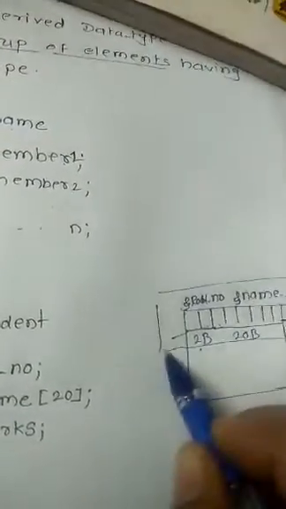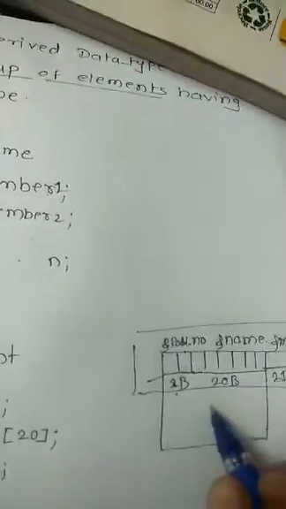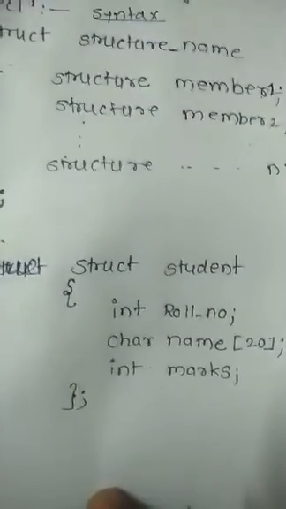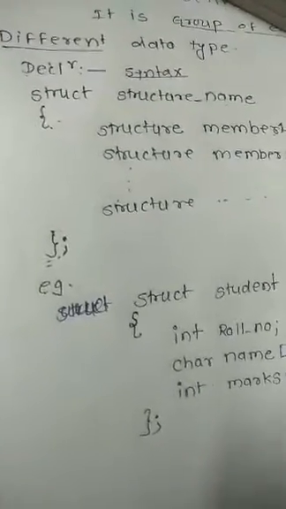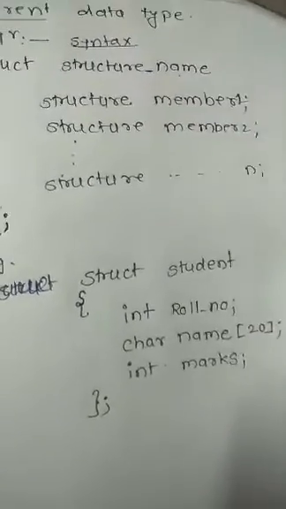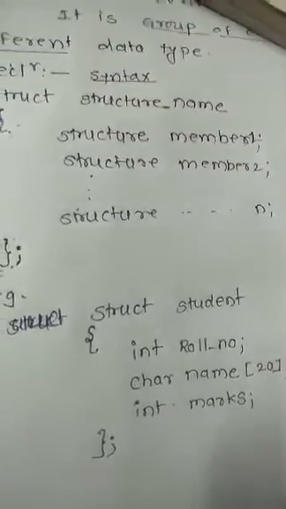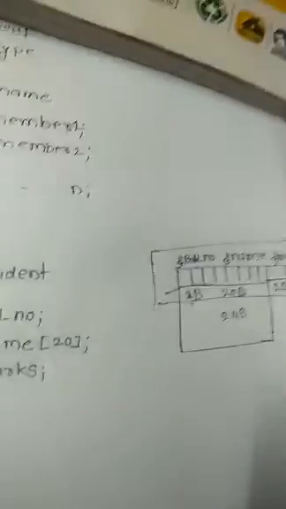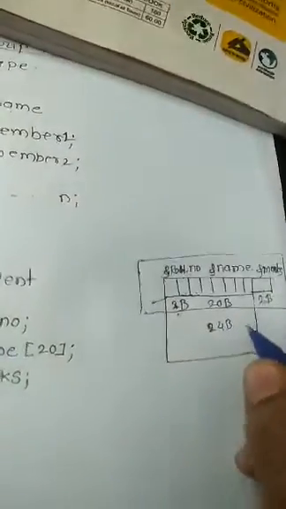So the total calculation is 2 bytes for roll number, 20 bytes for the name, and 2 bytes for the marks. It's a group because it is a structured data type, and a total of 24 bytes is reserved for this structure. If I give the structure name, then inside main I declare the structure variable, and the structure variable takes 24 bytes at a time.